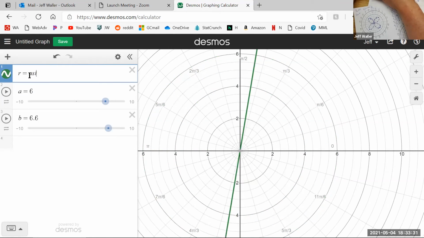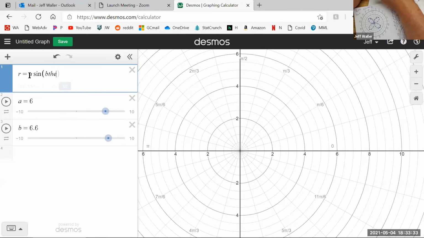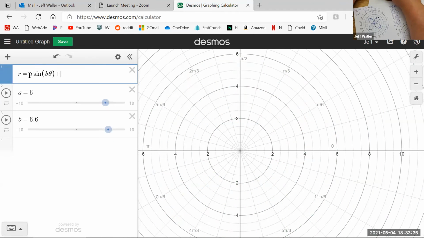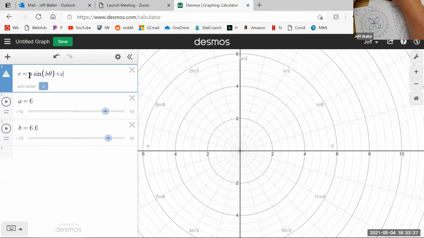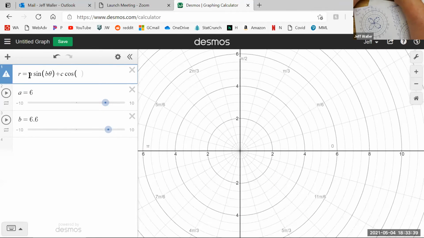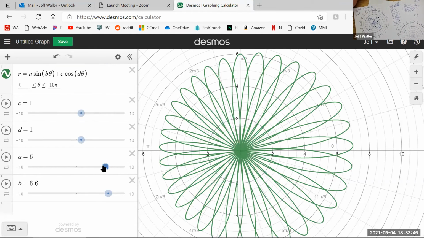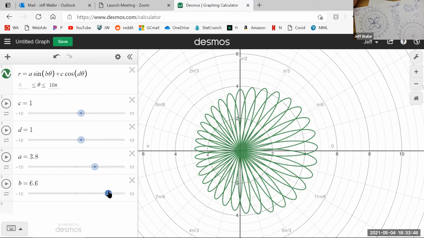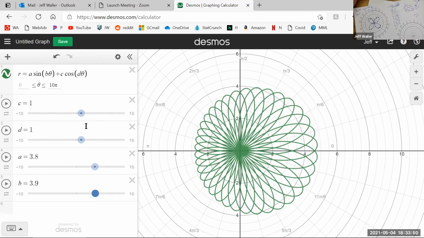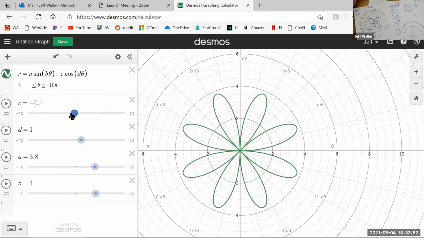So what about a sine b theta plus c cosine d theta? Look at all. Now I got all kinds of shapes. Oh, dude, I could play so much. Look at that. It's kind of like offset. Oh, look at that. I mean, all right, I'm sorry. I'm just playing around now. I know. Look at this. Would you look at this?